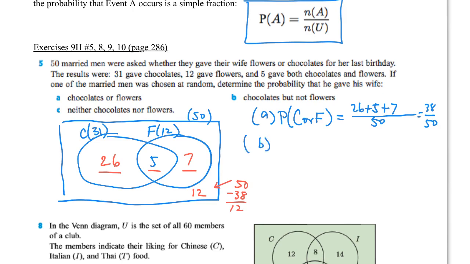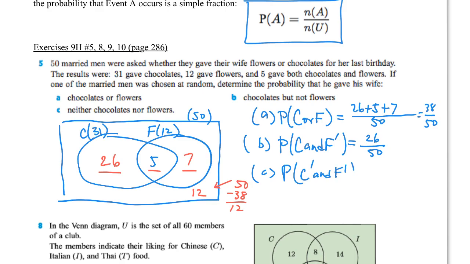Part B. Chocolate but not flowers. So that would be a chocolate. The "but not" is the same as "and." Chocolate and not flowers. That's the region that has the 26 in it. And neither chocolate nor flowers. That's I didn't give chocolates and I didn't give flowers. So "neither nor" is also an "and." So that's the 12 out of 50 in that region.